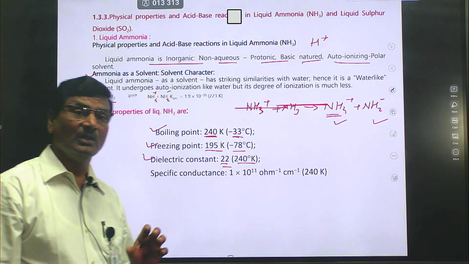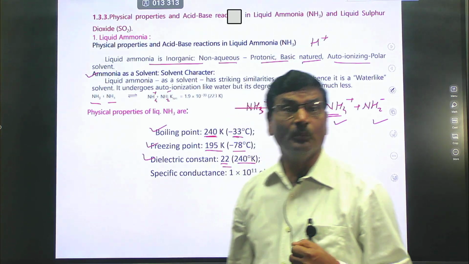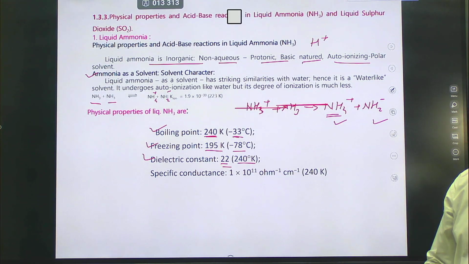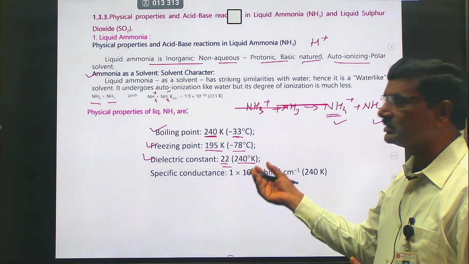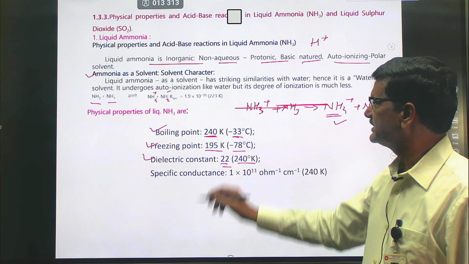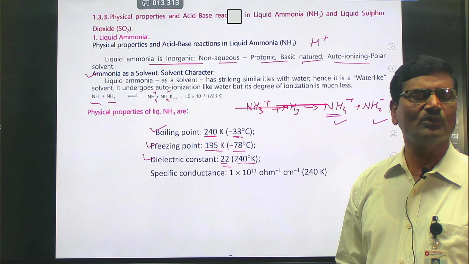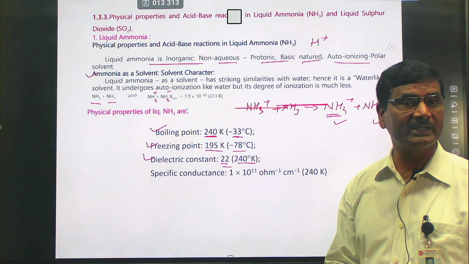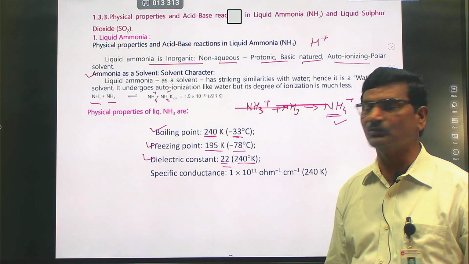Normal water has a boiling point of 100 degrees centigrade. But many types of reactions we carry out in non-aqueous solvents like ammonia. Many reactions which are impossible to carry out in water can be carried out in liquid ammonia due to these physical parameters only. Minus 33 degrees is the boiling point. So how do we maintain minus 33 degrees centigrade and minus 78 degrees centigrade normally? That's why the utilization of non-aqueous solvents like ammonia is most important.